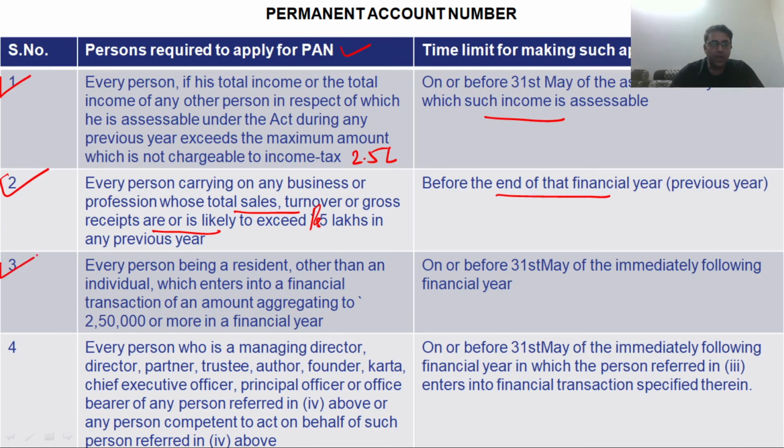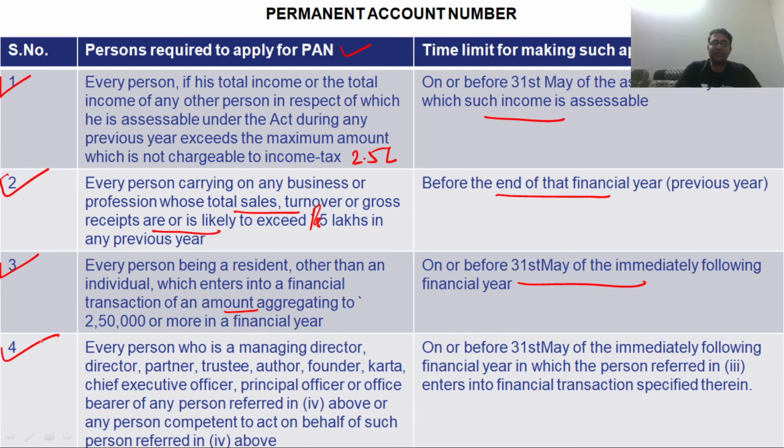Third, every person, being a resident other than an individual, which enters into a financial transaction of an amount aggregating to 2,50,000 or more in a financial year. So if any person enters into any financial transactions, receiving or giving 2,50,000 or more in any financial year, then such a person also has to apply for the PAN card before 31st May of the immediately following financial year.